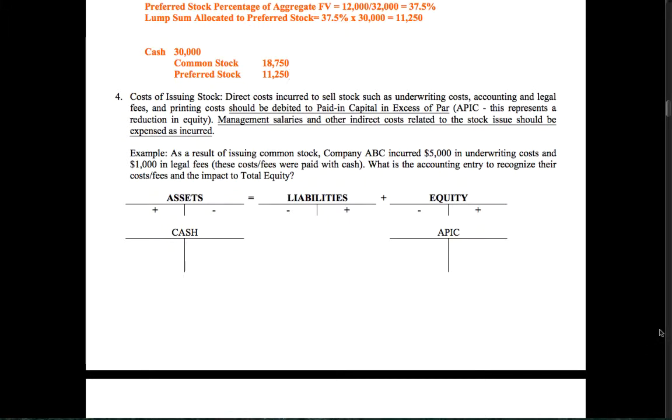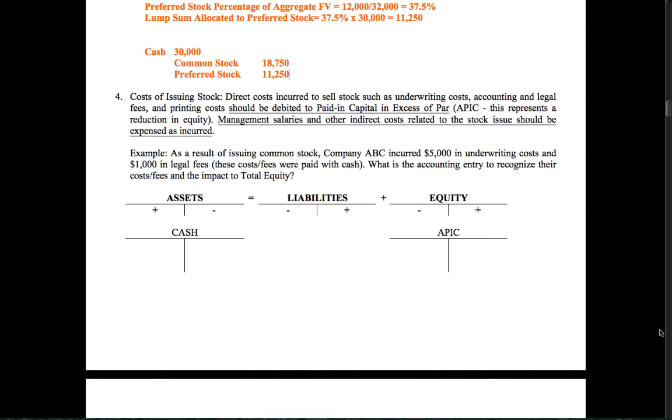Next, let's go to cost of issuing stock. One thing I just want to point out right here is there are two differences when it comes to issuing stock and the expenses incurred. There are direct costs that are incurred to sell the shares. If that is the case, those costs incurred are debited to the paid in capital in excess of par, or the additional paid in capital account.